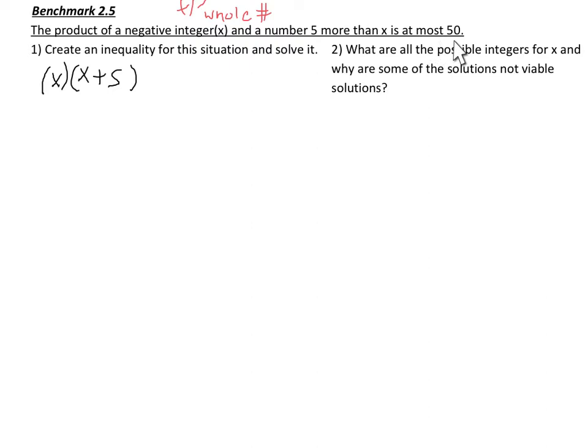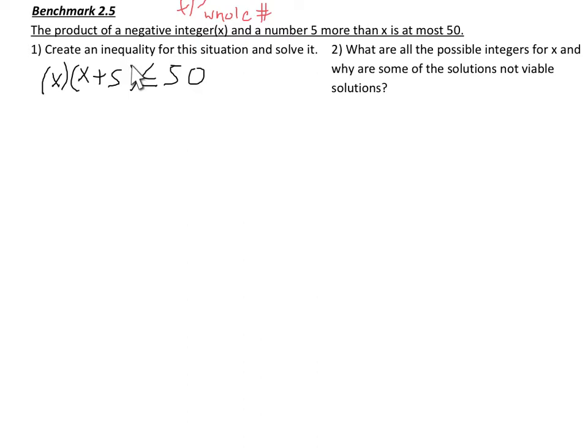Then it says at most 50. So is that going to be a less than or a greater than 50? If I say at most, is 50 the highest or the lowest? When I say at most 50, won't 50 be the highest amount? So to be the highest amount, won't that be a less than? Oh, wait, isn't it less than or equal to? If I say at most 50, is 50 okay? Yeah. So the product of two numbers, one 5 more than it, is at most 50. All right. So we created an inequality.